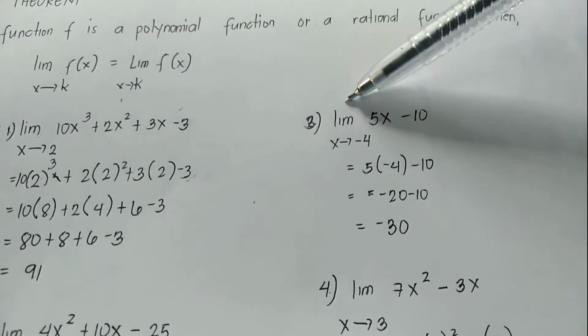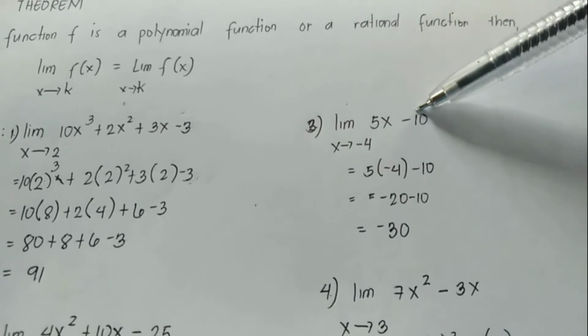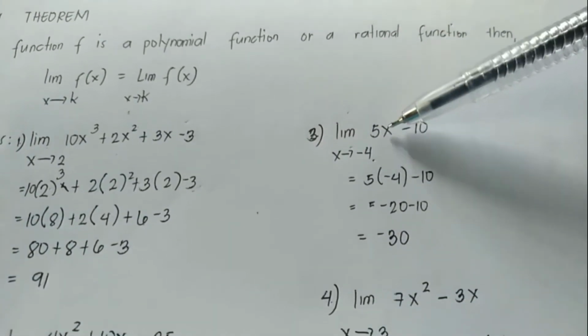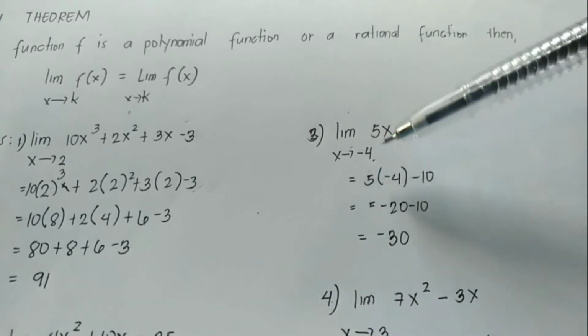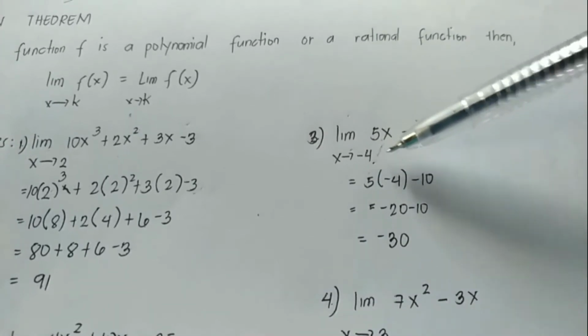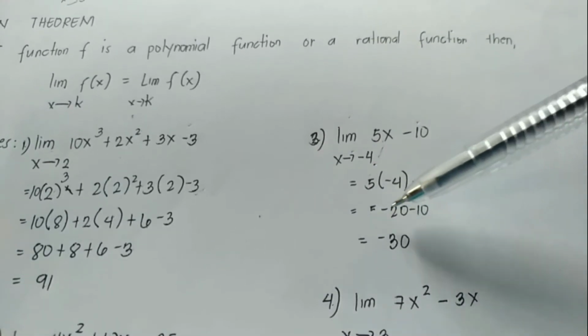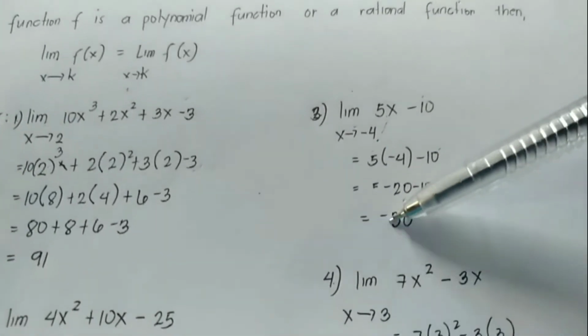Third example, limit of 5x minus 10 with x approaches negative 4. So substitute the value of x. So 5 times negative 4 minus 10. So 5 times negative 4 is negative 20, minus 10. So negative 30.